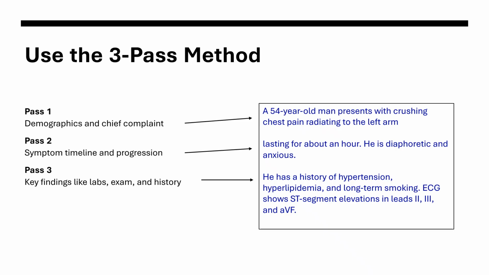On the third pass, look at the history and objective findings. He has hypertension, hyperlipidemia, and a long smoking history, which are strong cardiovascular risk factors. The ECG shows ST segment elevations in leads 2 and 3 and aVF, which strongly supports acute inferior myocardial infarction.